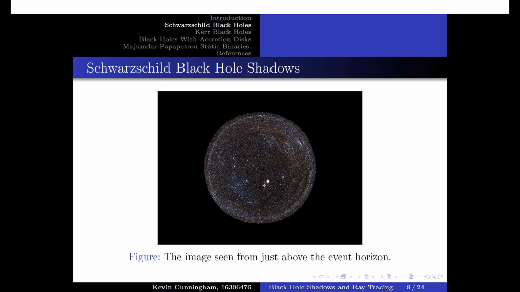Now, if we were to sit just outside the black hole, all we would be able to see in most directions is the event horizon, which is this black around here. If we look in one specific direction, we'll be able to see some light coming from the sky. And in fact, this light is coming from the sky in every direction around the black hole. So in this one circle, we can see the entirety of the universe.